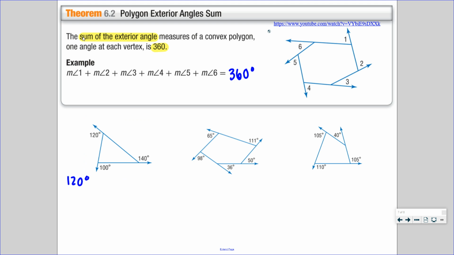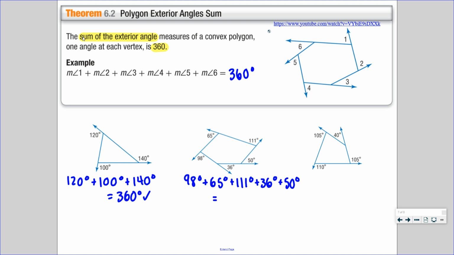Let's take a look at this. 120 plus 100. If I sum up all those exterior angles, do I get 360? Yes, I do. Okay, same for this one, same for this one. If you want to write it out, you can. This isn't a problem or anything. They're just showing you that this theorem is true. Adding all up, yes, they equal 360.